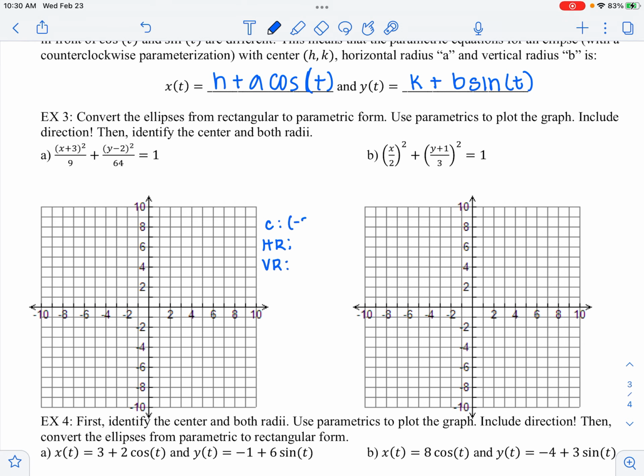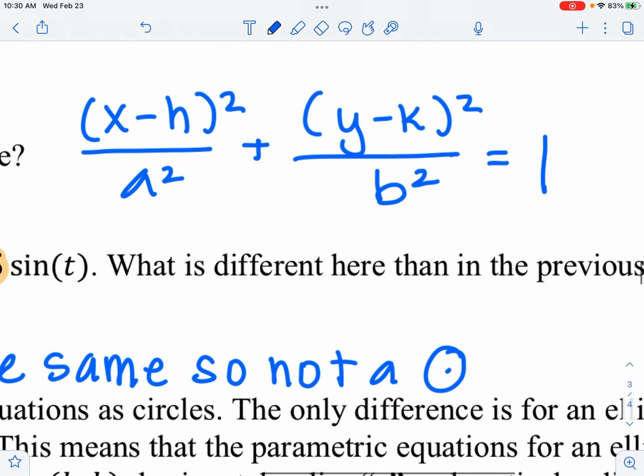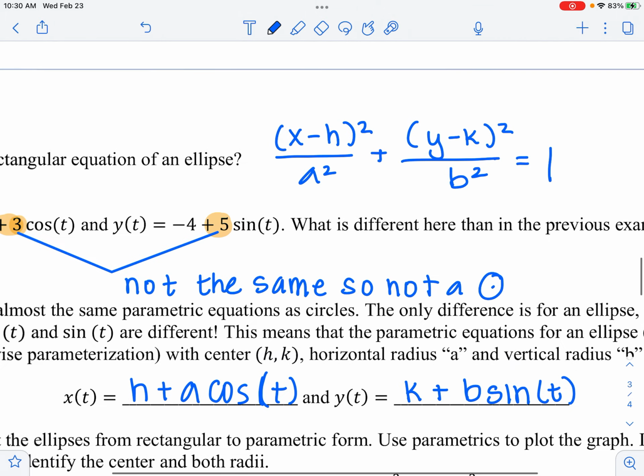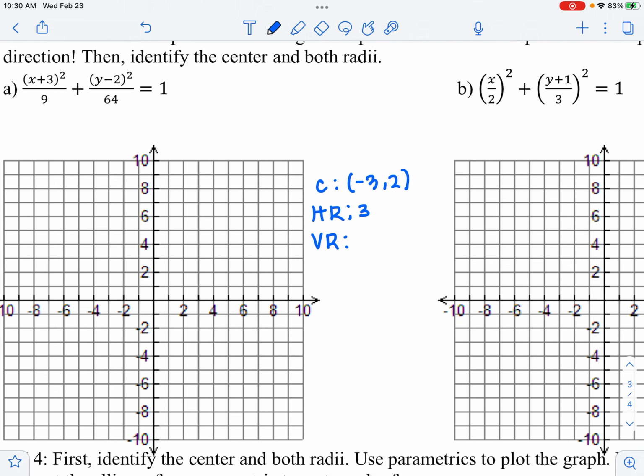So the center of this ellipse is negative 3, 2. Horizontal radius is a. So a squared is 3. b squared is 64. Now if you're like, wait, a squared is 8 because it is the bigger number in an ellipse. But we're going to do horizontal and vertical radius instead. So we're using this equation only right here. The first one we look at to get the horizontal radius, the second one we look at to get the vertical radius. So the horizontal radius is 3 and the vertical radius is 8. So just find horizontal first. The first one's horizontal, the second one's vertical.